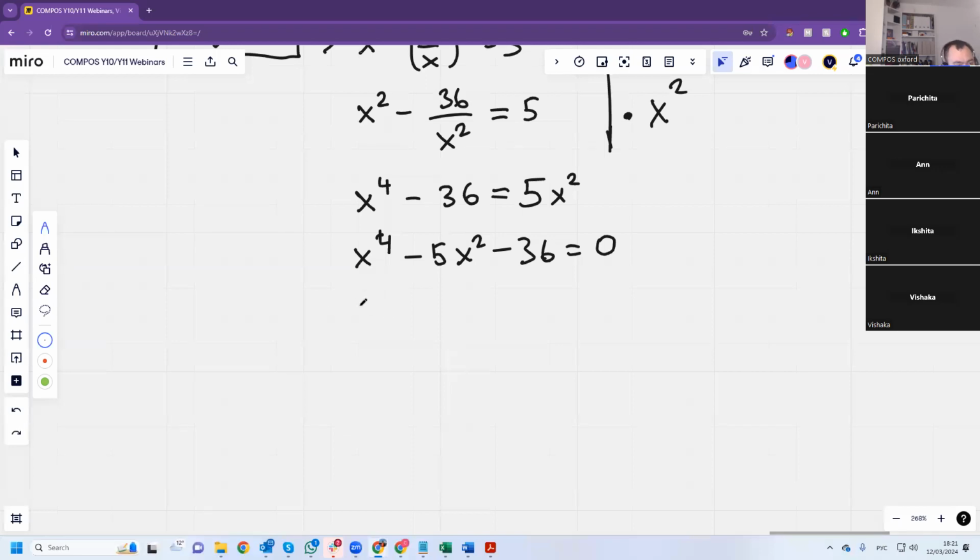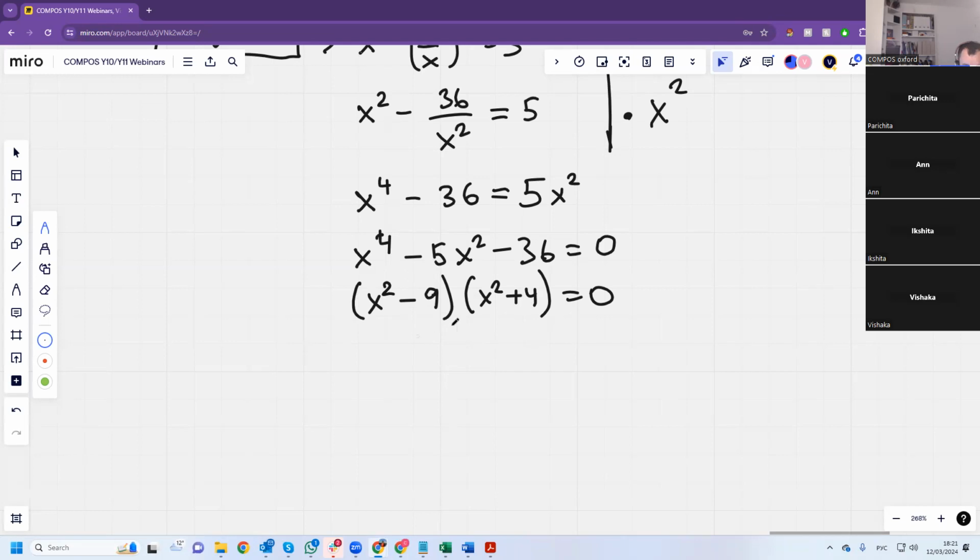I'm going to factorize it. It's going to be x squared minus 9x squared plus 4 equals 0. Because its multiplication is minus 36 and adding makes it minus 5, so minus 9 and 4.